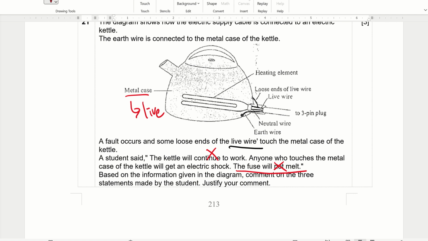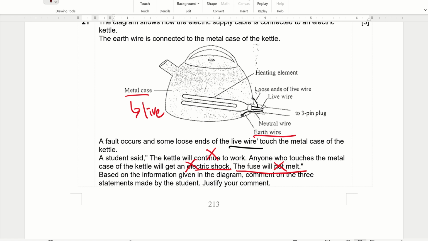All right. Then anyone who touches the metal casing will get electric shock. This is false as well. So therefore, all three statements are false. Why is it that somebody who touches the metal casing will not get an electric shock? Because there is earth wire.